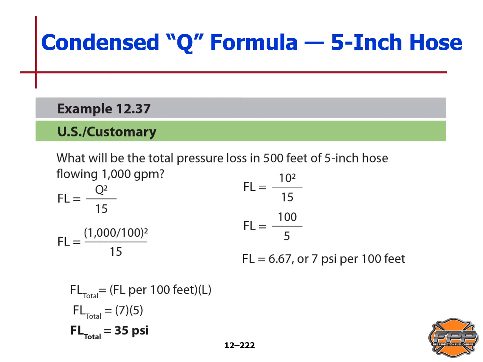On the right hand side, we have friction loss equals 10 squared over 15. Friction loss therefore equals 100 over 15. So our friction loss is 6.67 or 7 psi per 100 feet.